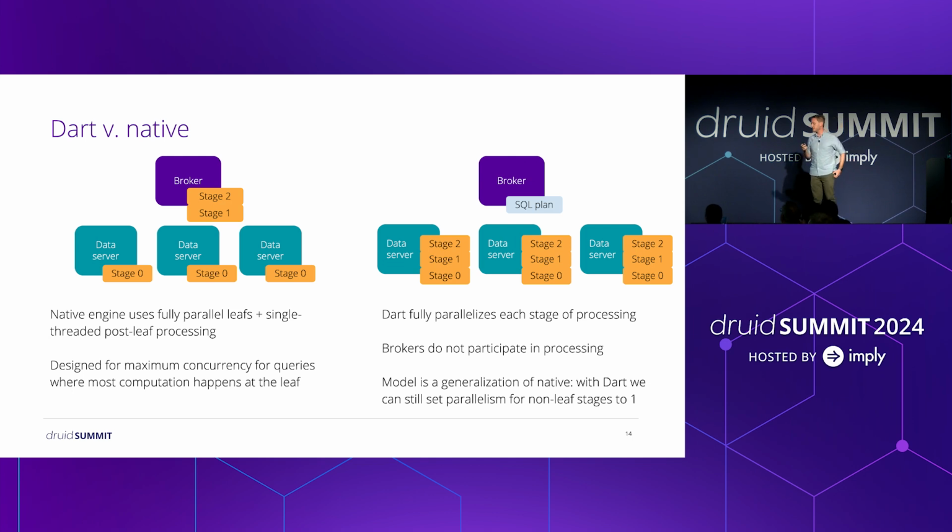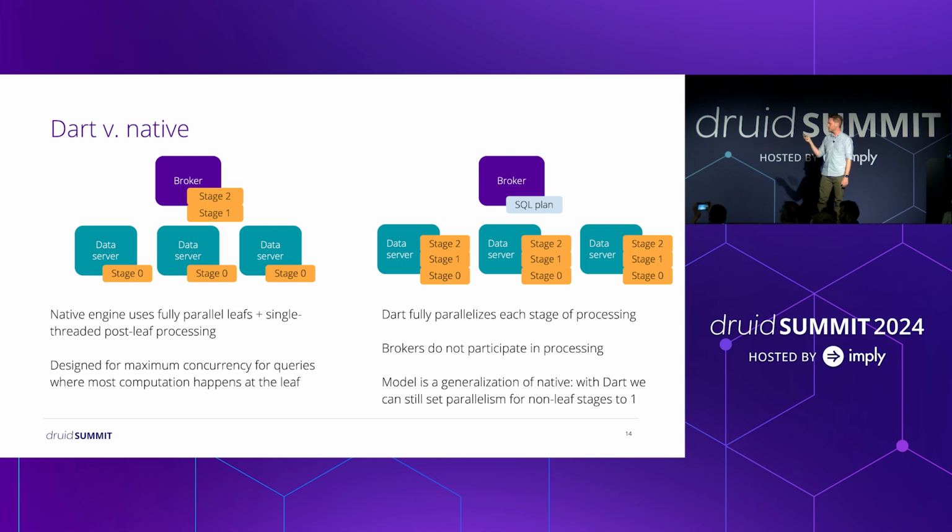So I want to compare Dart and native a little bit to give you an idea. You saw in a demo earlier a complex query that Dart handled many times faster than native, and why does it do that? It's mostly about being fully parallelized through each stage of processing. So native here on the left has fully parallel leaf processing, and then single-threaded post-leaf processing. Single-threaded, I should have a star there, because there are some cases where it can be lightly multi-threaded. But most of the processing after the leaf is single-threaded.